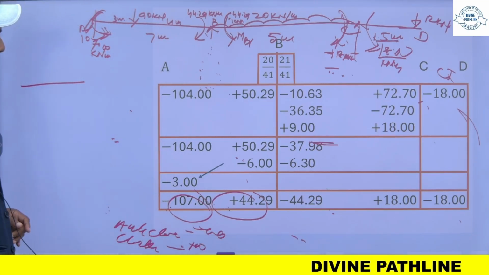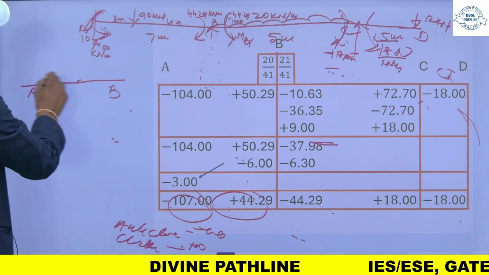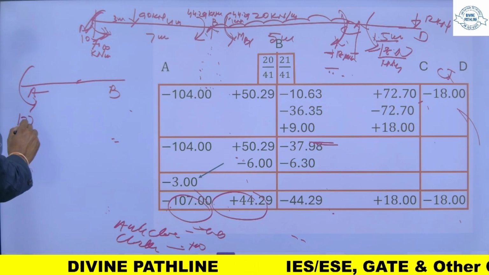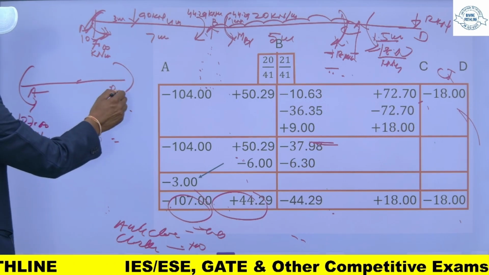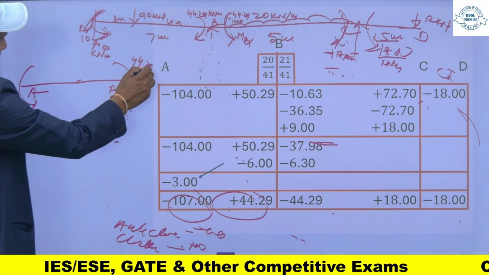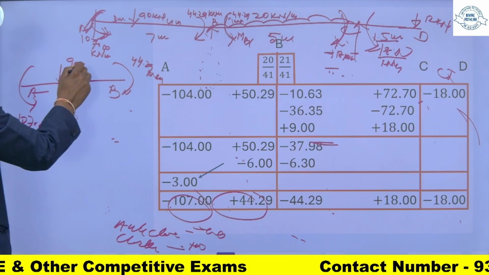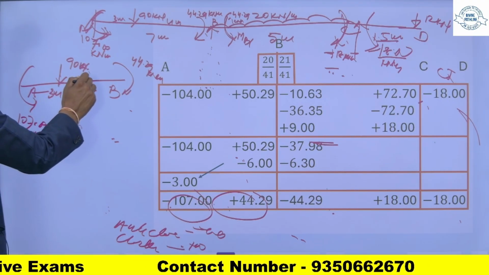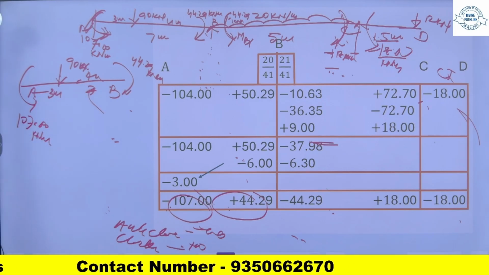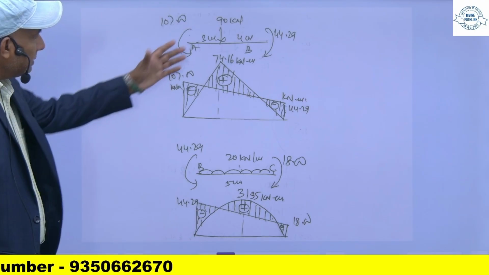So this will be AB. So this moment is 107.00 kilonewton meter, and this is 44.29, and this one is 90 kilonewton. This is 3 meter, and this is 4 meter. So total is 7 meter. So you get this one.